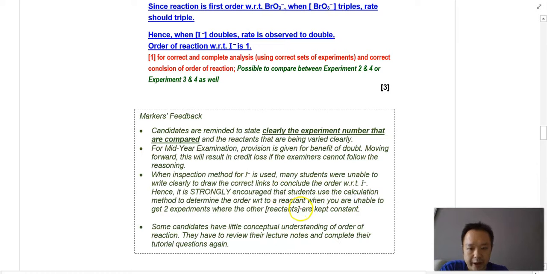So as I mentioned over here, I strongly encourage that students use the calculation method to determine the order with respect to a reactant, when you're unable to get 2 experiments where the other reactants' concentrations are kept constant. Now, I need to remind you, you need to state clearly the experiment numbers that are compared and the reactants that are being varied. In this MYE exam, we have given you the benefit of the doubt, but moving forward, this will result in credit loss if I cannot follow your reasoning.